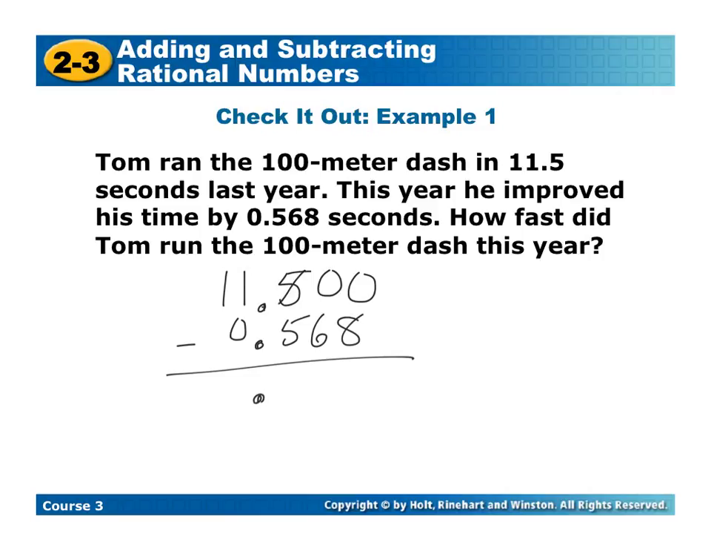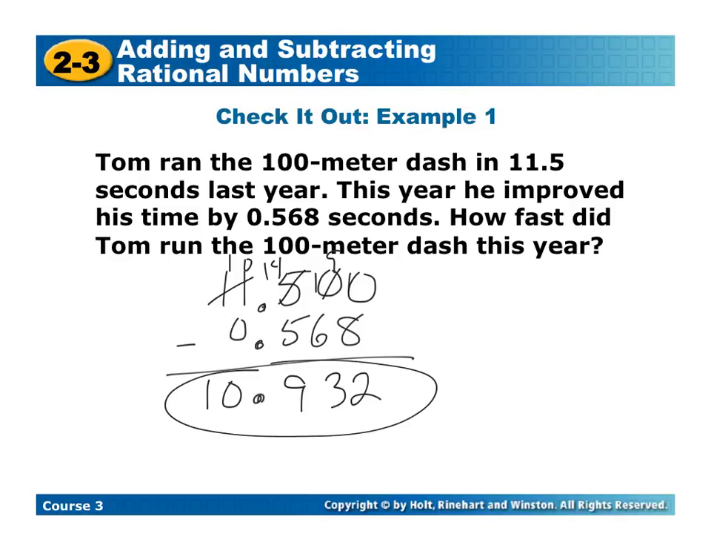So I'm going to go ahead and cross off that 5, make it a 4. This becomes a 10, but then becomes 9, and then this becomes 10. 10 minus 8 is 2, 9 minus 6 is 3. We can't do the 4 from 5, so I'm going to cross off this 11, make it a 10. 4, and then this becomes 14. 14 minus 5 is 9, and then we just bring down our 10. So he ran the 100-meter dash this year in 10.932 seconds.